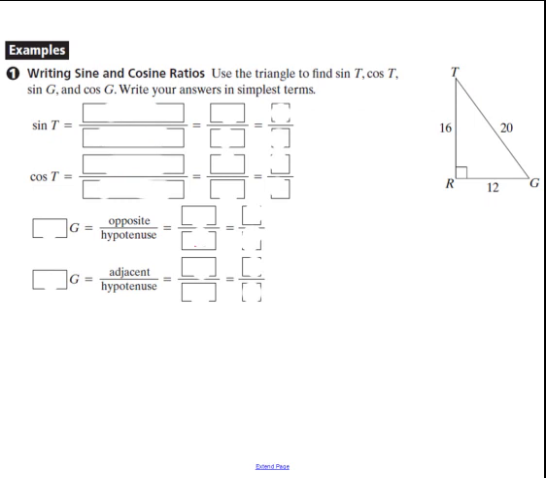It's pretty much just going to be the same way that we use tangent, but now we're looking at different legs than we did when we did tangent. So here they want us to use the triangle. They want us to find sine t, cosine t, sine g, cosine g. So if we look at sine t, SOHCAHTOA, sine is opposite over hypotenuse. If we look at t, the opposite side is 12, the hypotenuse is 20, so we can reduce that down to 3/5.